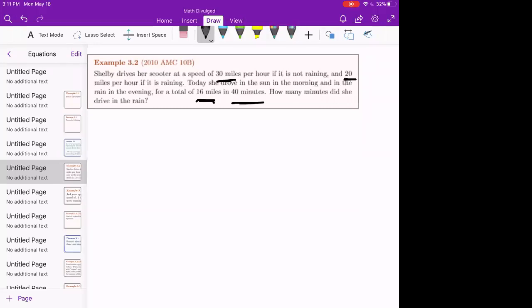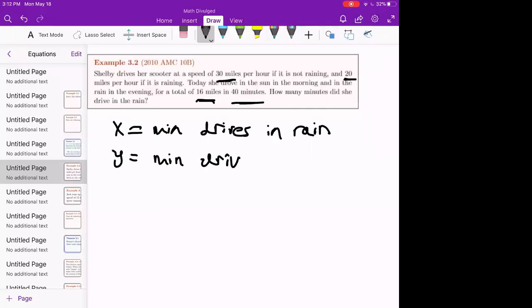So we can assign that to a variable. Let's just say x is the minutes she drives in rain. And since the problem splits the driving conditions into raining and not raining, we also need a variable y, which represents the amount of time she drives when it's not raining. Let's just say in the sun. These two variables we're going to use to form a system of equations in order to represent the scenario given in the problem.